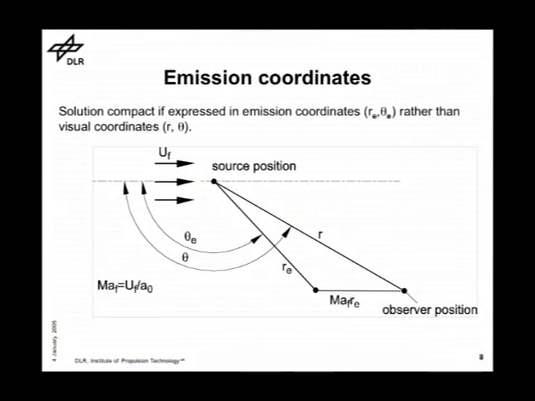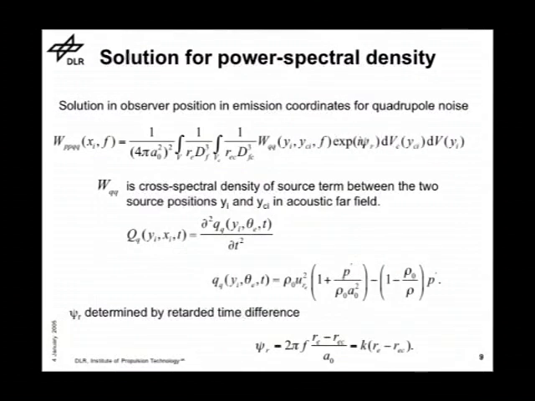So all the results I will show are in terms of this angle; the distance doesn't appear. While the sound propagates in this direction, it is convected downstream by the external flow. With this assumption, we get the power spectral density of the far field sound.